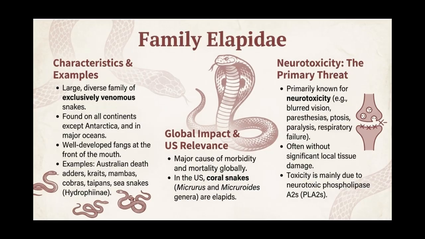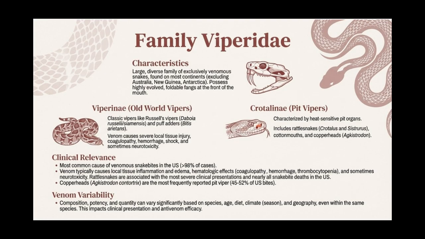The venom of the eastern coral snake, Micrurus fulvius, is particularly toxic in mice, mainly due to the presence of neurotoxic phospholipase A2 enzymes. The family Viperidae comprises a large and diverse group of exclusively venomous snakes found on most continents, with the exceptions of Australia, New Guinea, and Antarctica.